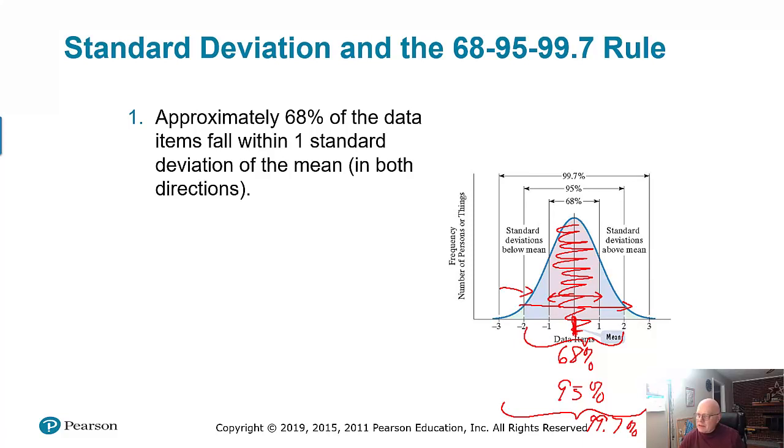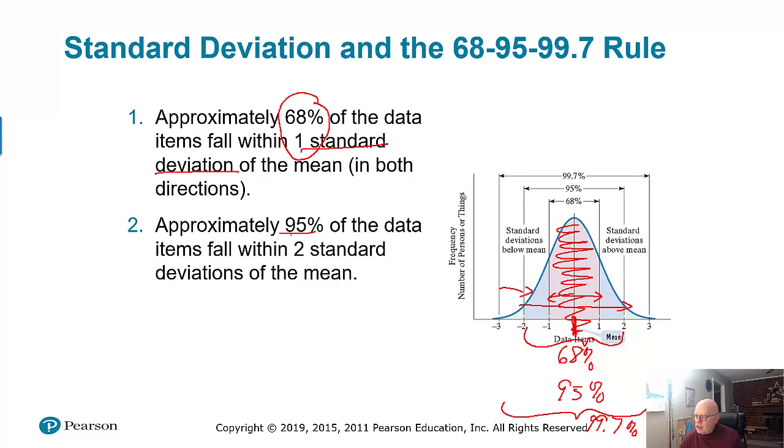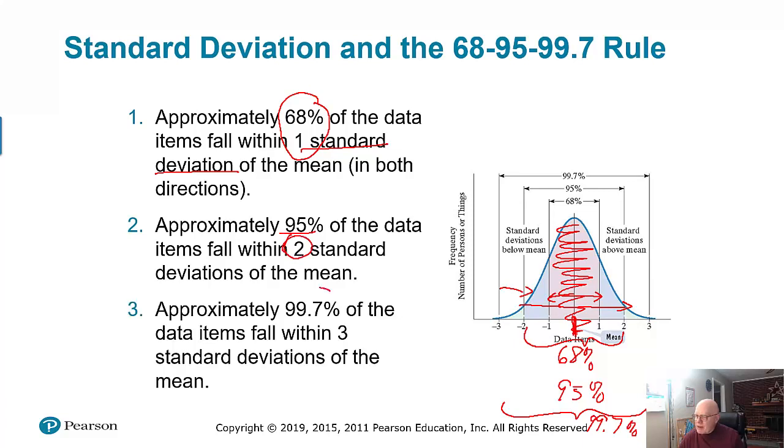68 within 1, so 68%, 1 standard deviation. 95, 2 standard deviations. 99.7 within 3 standard deviations. Remember, that's going in both directions at the same time, covering more area, sort of like you're painting in.